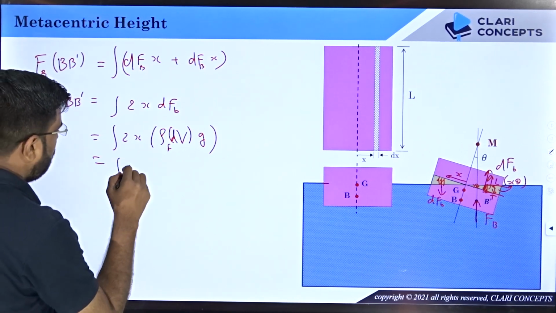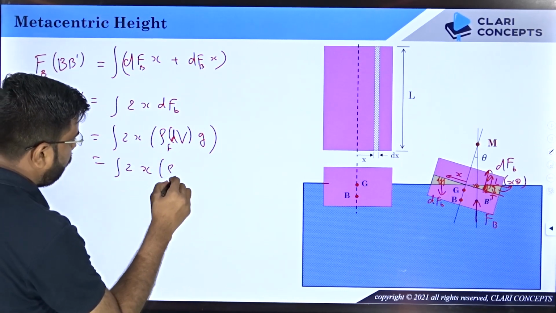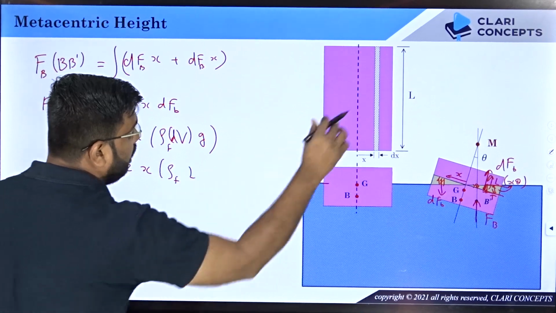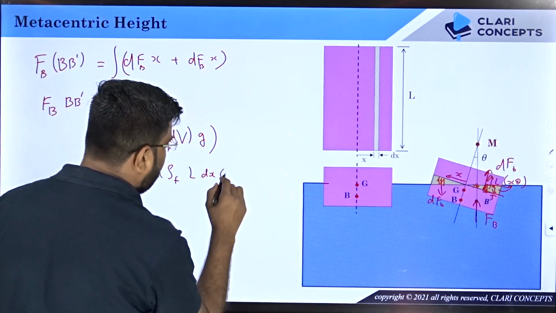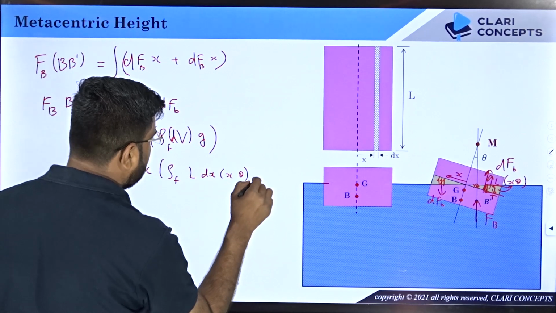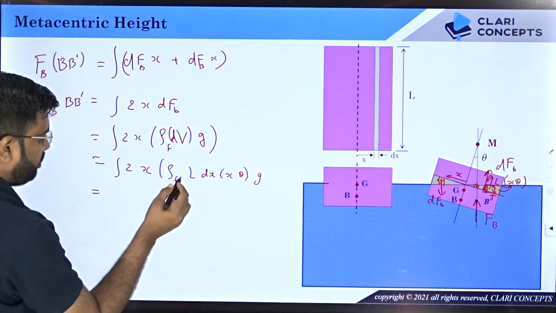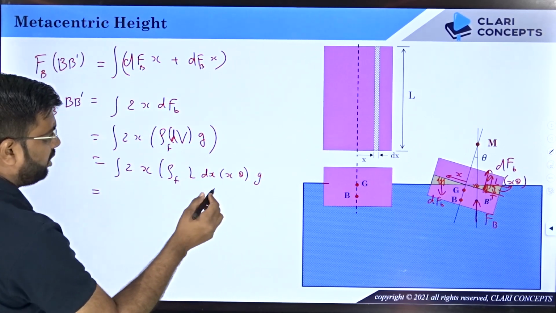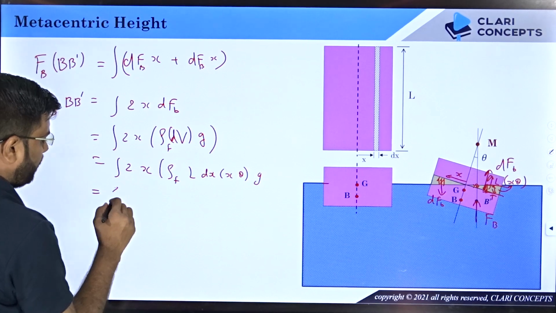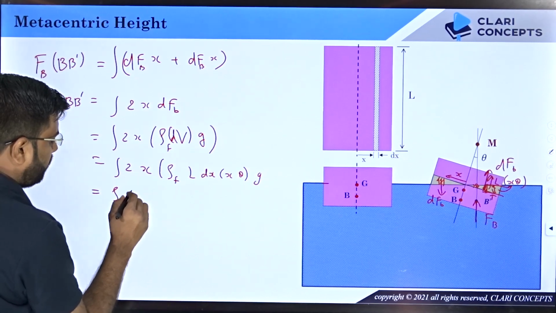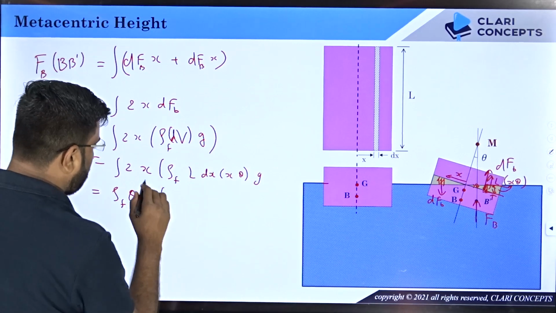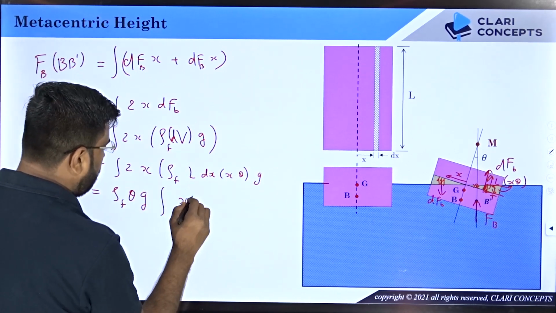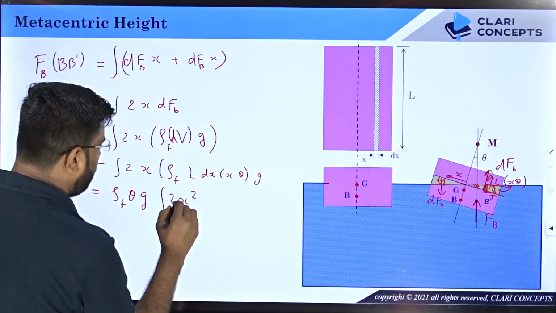Now rho F, what is dV? Can I say dV is equal to L into dx into x theta, and then g as it is. So you can take the other parameters outside which are not varying with respect to length or axis. Rho F is not varying, theta is constant, g is constant. What remains over here is, you can see, x into x is x square, or rather 2x square.